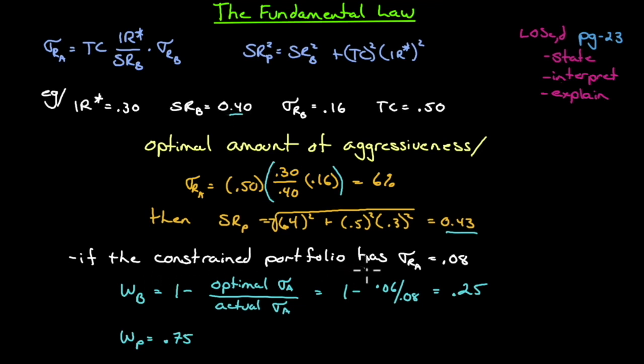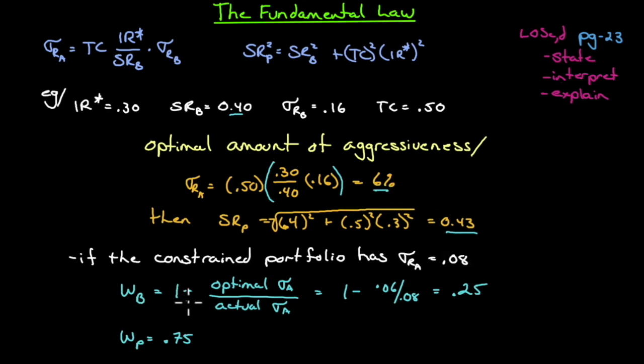If the constrained portfolio has a standard deviation of active return of 8%, and the optimal amount, we just said, is 6%, we've got a problem. We've got to bring this down. Here's how we can combine the benchmark portfolio with the active portfolio to get that down to 0.08. The weighting on the benchmark will be 1 minus the optimal amount of risk that we can take over the actual amount of risk. We can take 6%. We're currently at 8%, so that's 75%. The amount of risk we can take represents 75% of the risk we are taking.